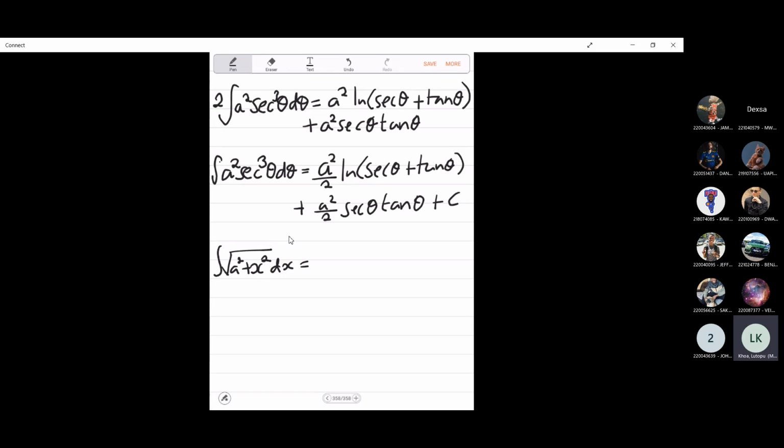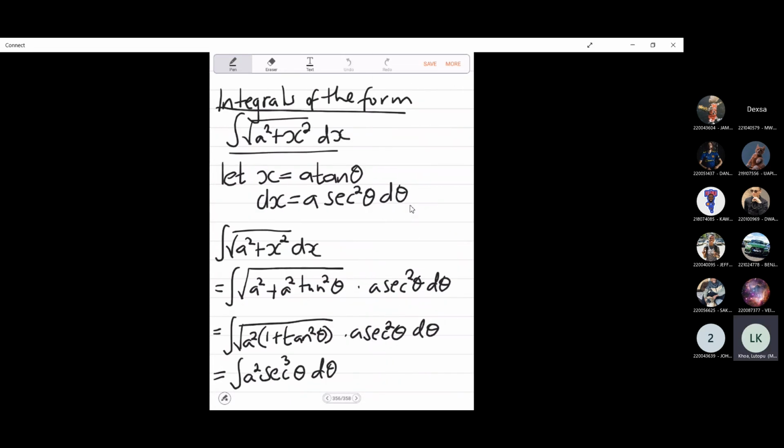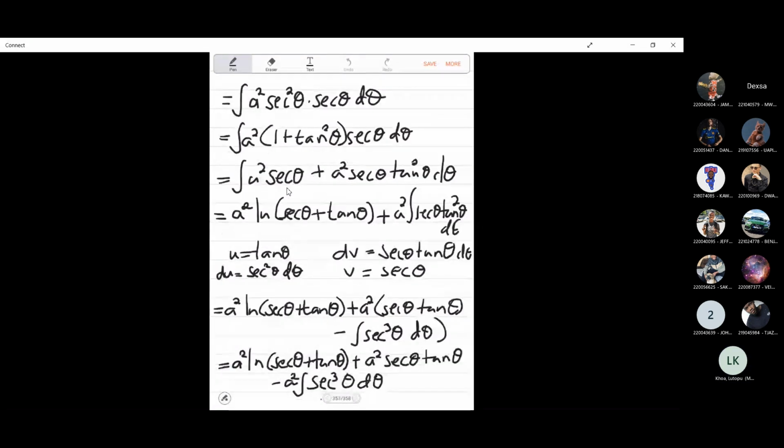Then we need to substitute all these thetas that we have. So the substitution that we made was x is equal to a tan theta. So it means that tan theta is equal to x over a, and theta is tan inverse of x over a.